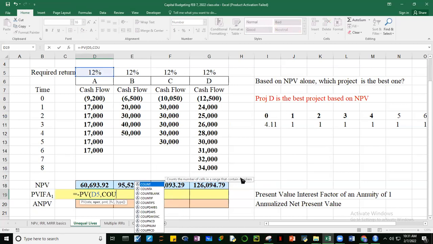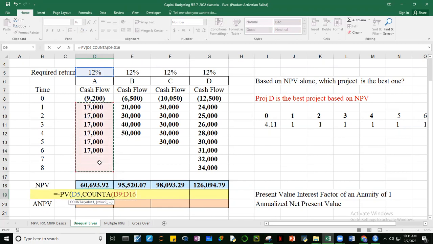What we can use is COUNTA. Ano yung COUNTA? Papabilangin natin yung mga non-empty. So highlight natin to. This one. 1, 2, 3, 4, 5, 6. Okay. That one. Then comma. PMT is 1, di ba? And then ignore the future value and ignore the type.